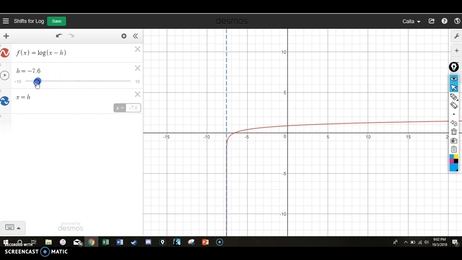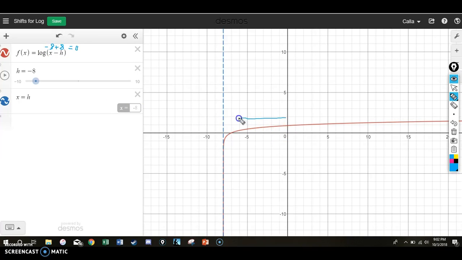Now, if I shift to the left, I find that my h is going to be negative, and so I have a minus sign here that would give me a negative, which gives a positive 8. And so if h was a positive 8, well, the only thing that's going to give me 0 for my argument is going to be a negative 8. So when x is negative 8, my graph shifted to the left 8.